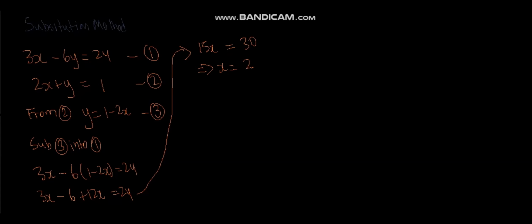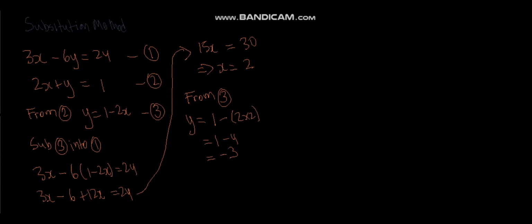So now that we have gotten the value of one of our variables, from our equation 3, we can plug in the obtained value and simply get our other variable. So from 3, we have y is equal to 1 minus 2 by 2, which is 1 minus 4, which is minus 3. So exactly what we got.